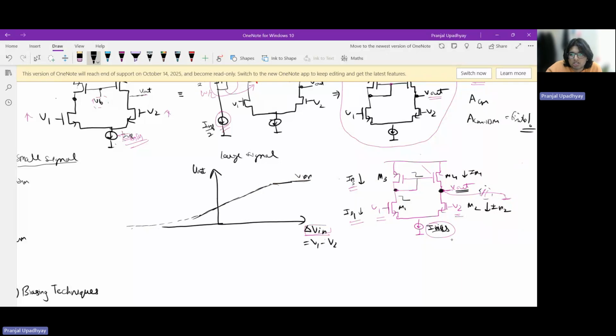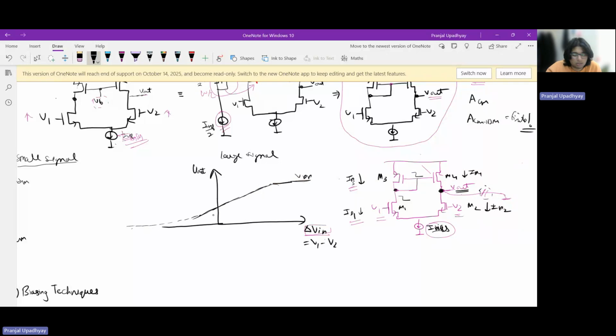Let's again analyze an extreme case. Here V1 will be zero, and V2 will be very high, and because of this, all the current will flow through ID2. Since all the current is flowing through ID2, zero current is flowing here, zero current is flowing here, zero current is flowing here because of mirroring, which implies that this capacitor will be discharged fully.